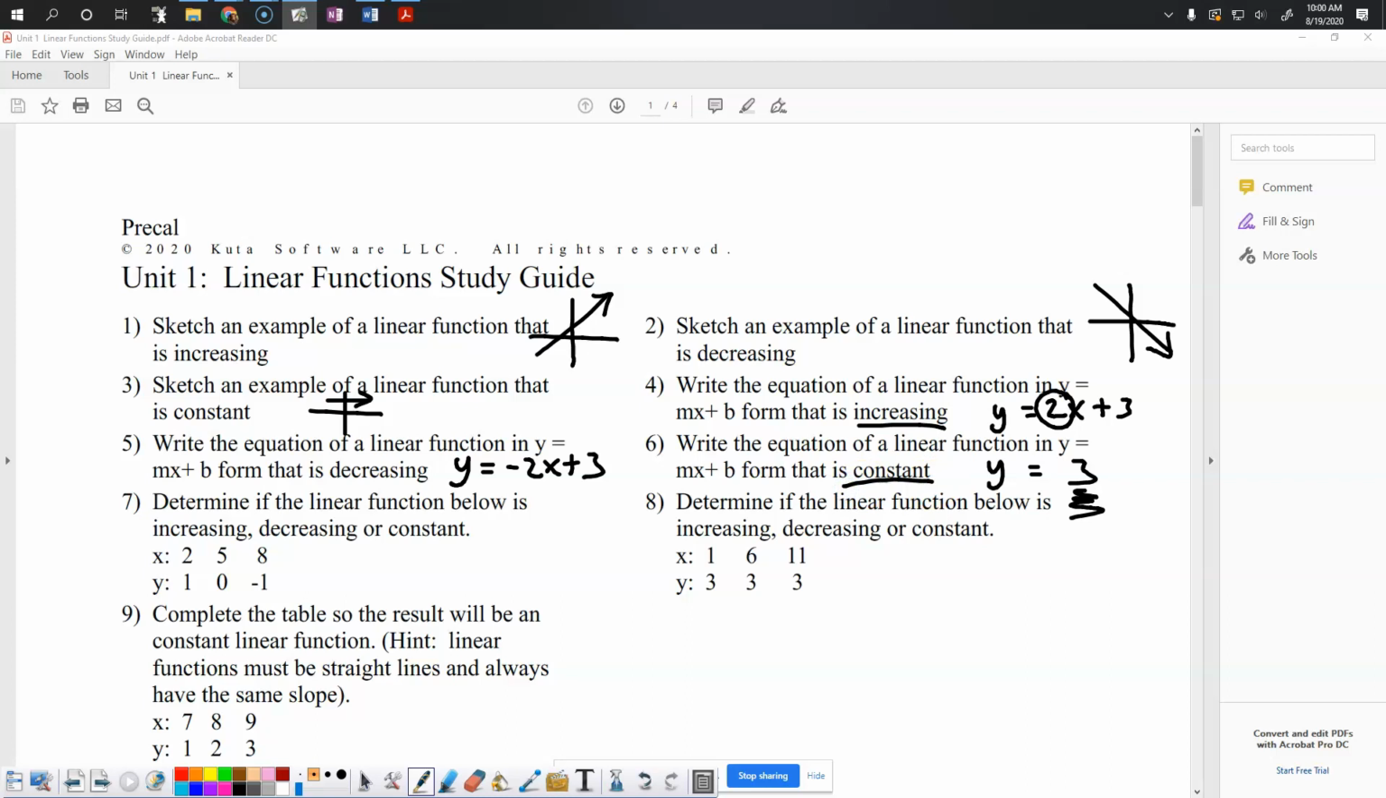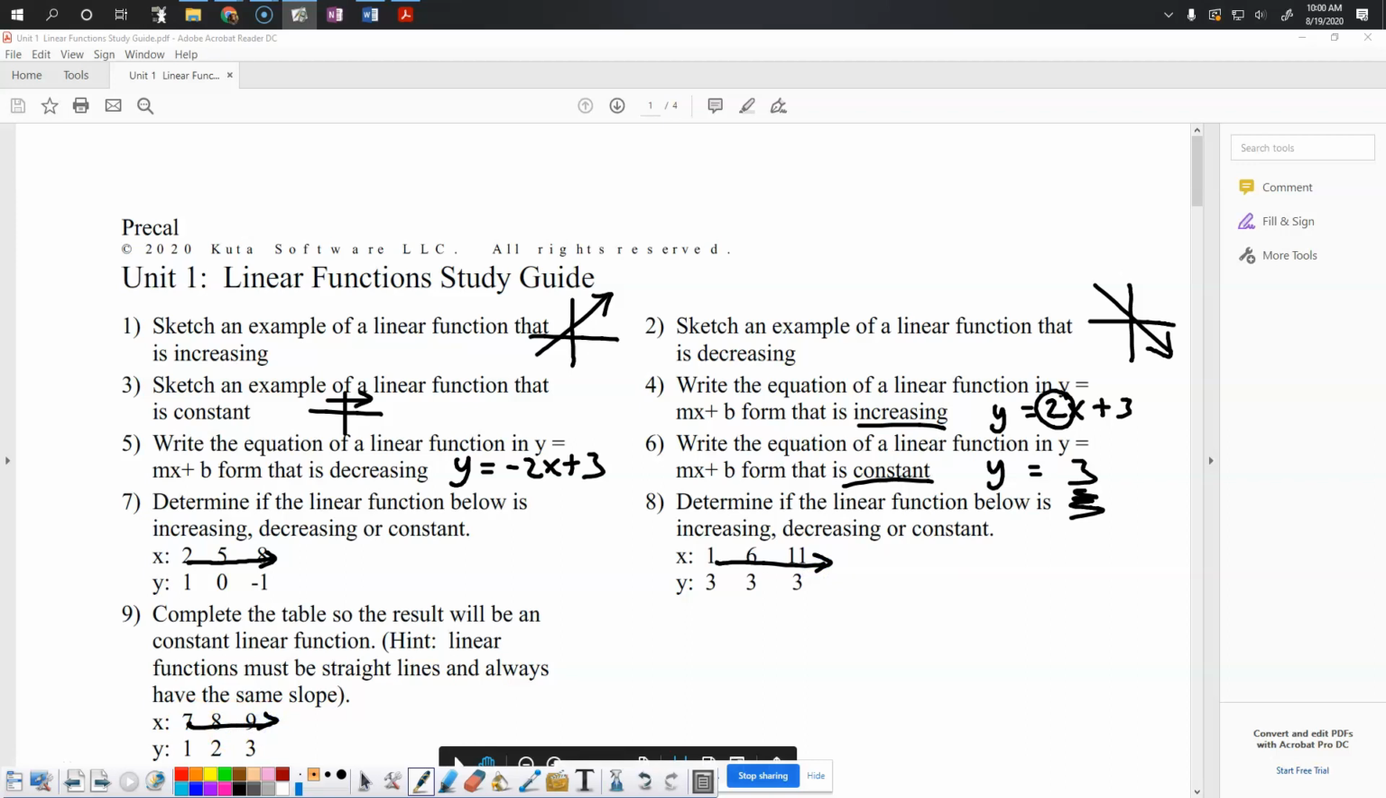Same question, but now from the perspective of tables. So determine if the linear function below is increasing, decreasing, or constant. So we can kind of ignore the x values. Now, just as a side note, what I'm about ready to tell you only applies if your x values are getting bigger from left to right. But that's all I'm going to give you for now. All 3 of these problems, the x values are increasing, so that doesn't matter.